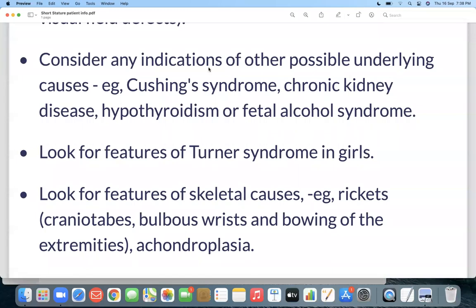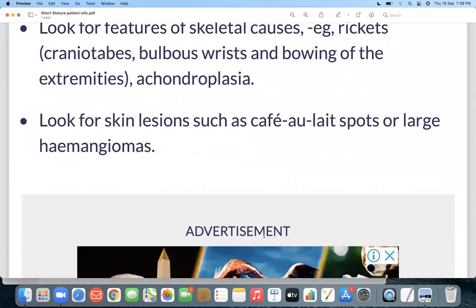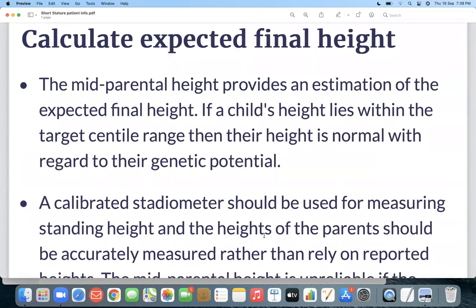Consider any indications of other possible underlying causes like Cushing's, chronic kidney disease, hypothyroidism, fetal alcohol syndrome. Look for other features of Turner's syndrome in girls. Look for features of skeletal causes like rickets, achondroplasia. Look for skin lesions, café-au-lait spots, and large hemangiomas. Calculate expected final height. Mid-parental height provides an estimation of the expected final height. If the child's height lies within the target centile range, then their height is normal with regard to genetic potential.